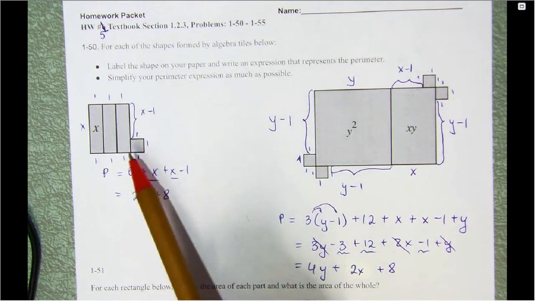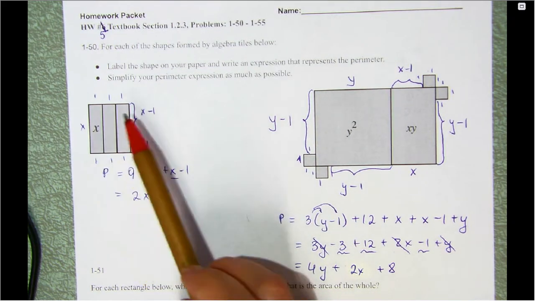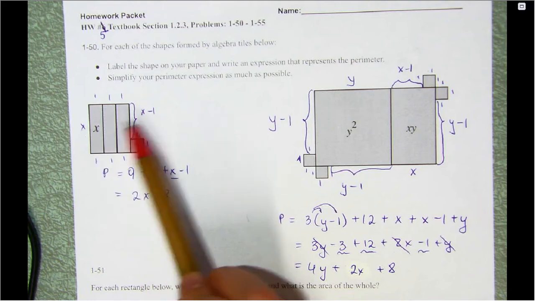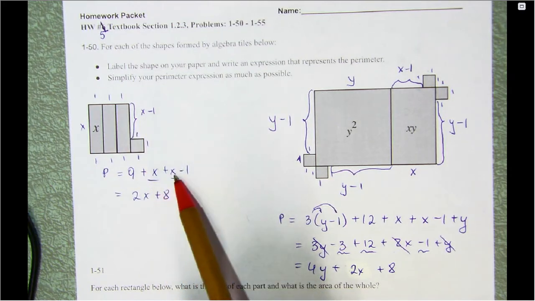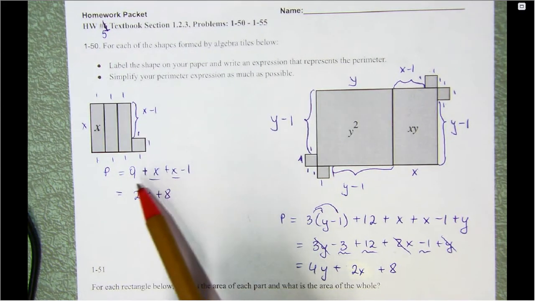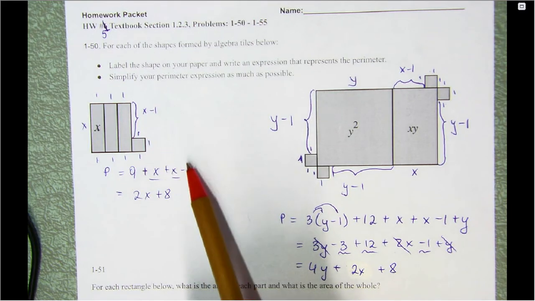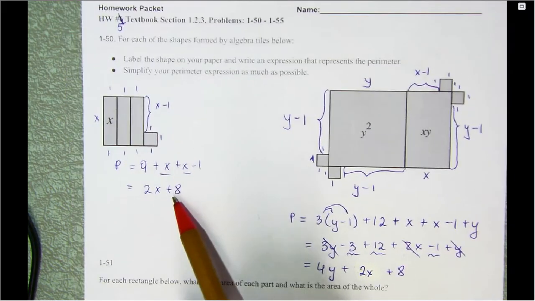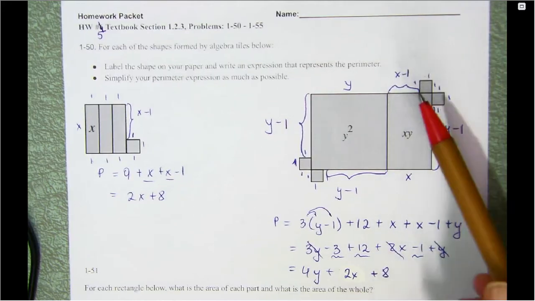So now I just counted all the ones. I got x here and x minus 1, so I really have two x's. And then 9 minus 1, the negative 1 comes from here, is 8. So that's my perimeter. This one, labeling.